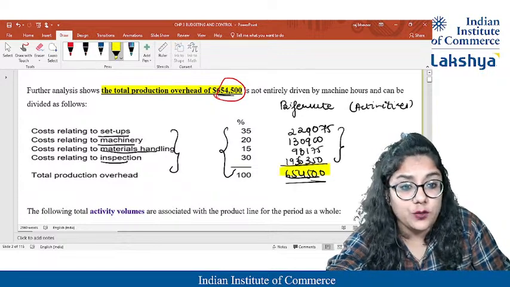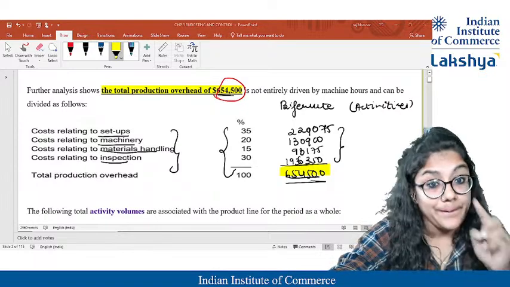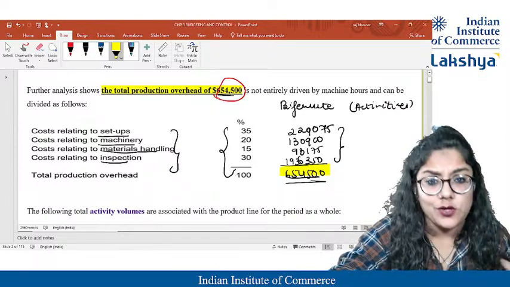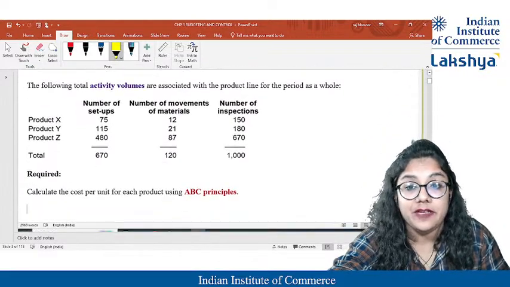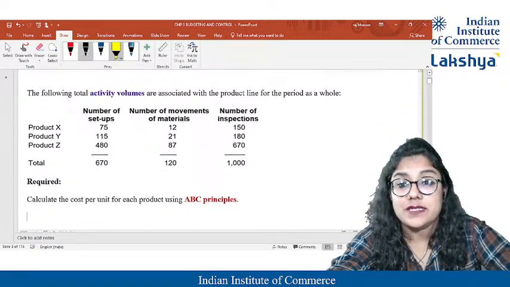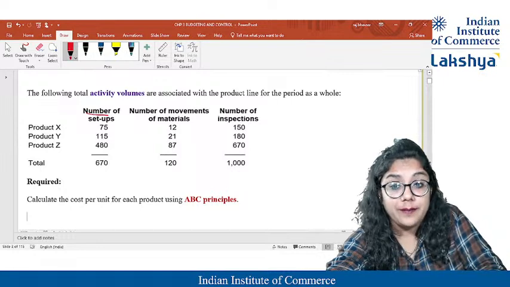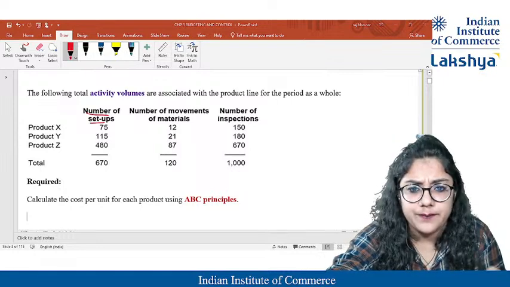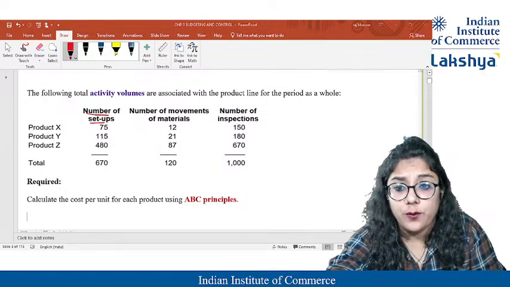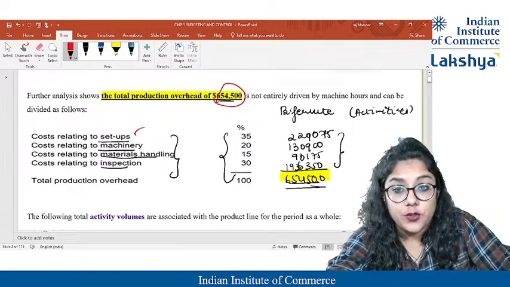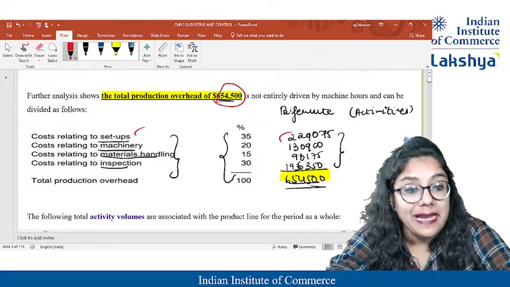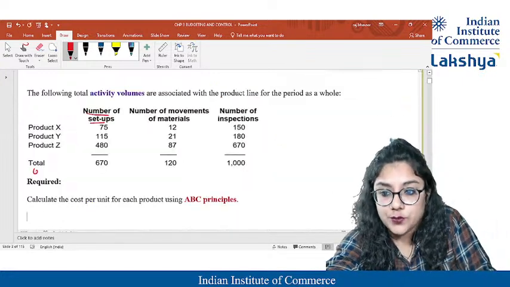Now these are the total costs which are being bifurcated. These total costs you have to bifurcate between the activities. So these are the activities given in the question, like number of setups. What is my total cost for setups? If you see the previous time, my setup cost was 229,075.